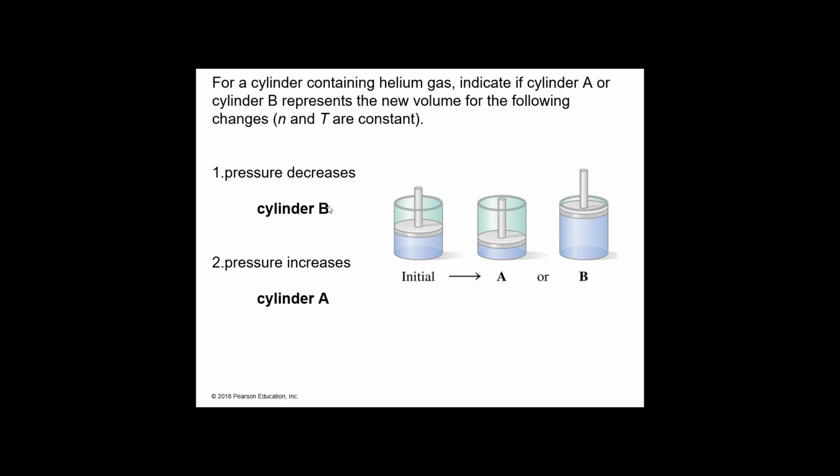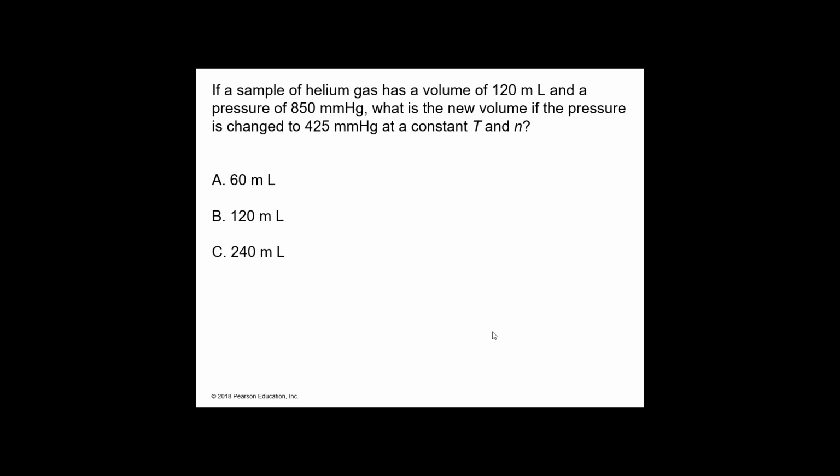So cylinder B, if the pressure decreases, then that means it has more volume. So there are less collisions, and less collisions means less pressure buildup. If the pressure increases, we're looking at A, because that means that the molecules are in a very small confined area. They're forced to interact with each other and the surface, so thereby there are more collisions, more pressure.